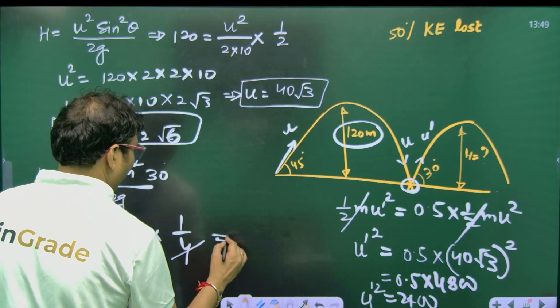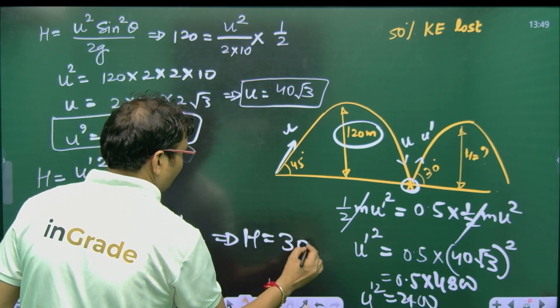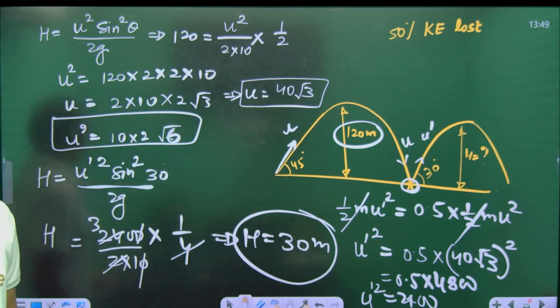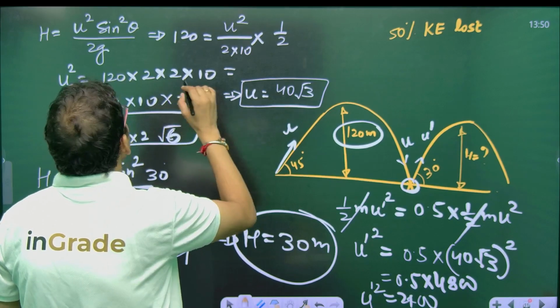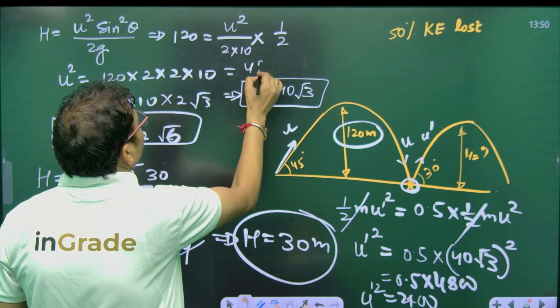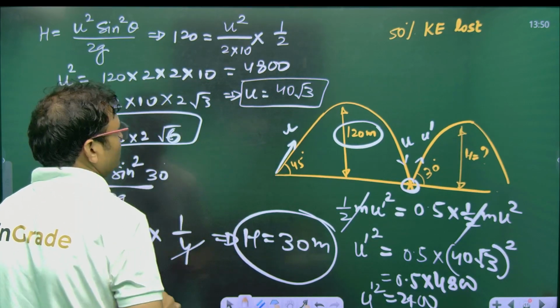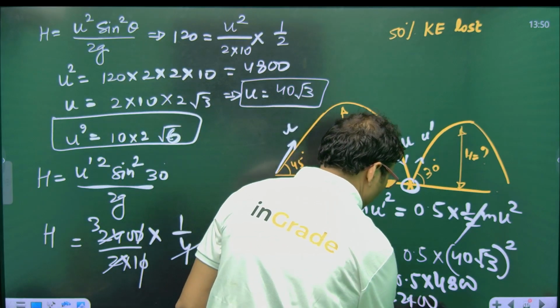So h will be equal to 30 meter. I hope this is clear. We don't require u as such. We could have used this u square only. 4800. U square is 4800 and u dash square is 2400.